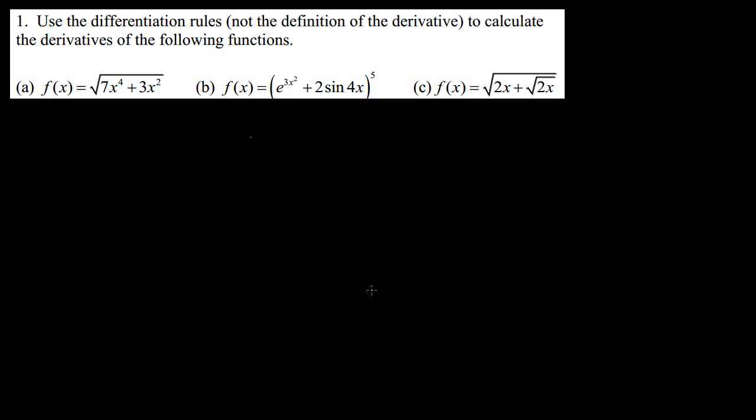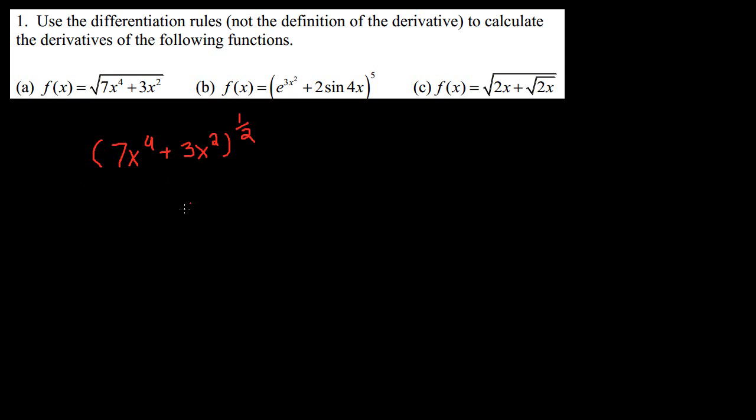The particular rule I'm going to be using here is the chain rule. Notice that we have a square root there, so I'm going to immediately write it in a more usable manner, as (7x^4 + 3x^2) to the 1/2. That's equivalent to having it square rooted, so it's a lot more visible as to what we need to do.